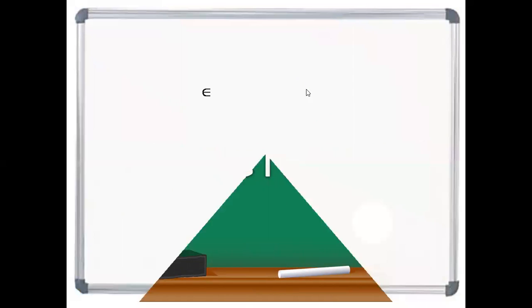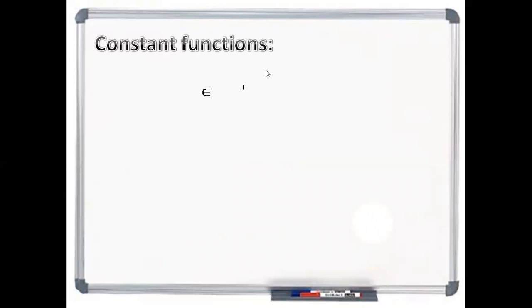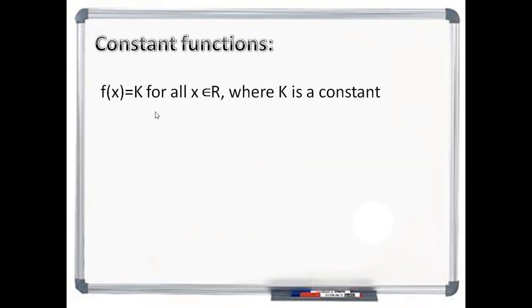Types of functions. First type is constant function. f(x) equals k, where k is a constant. Whatever value we put in place of x, the output is always this k. That's why we can put any real value in place of x, so its domain is the set of real numbers and its range is {k}.